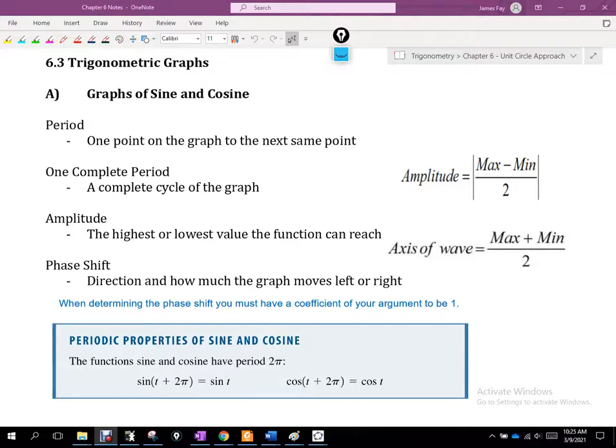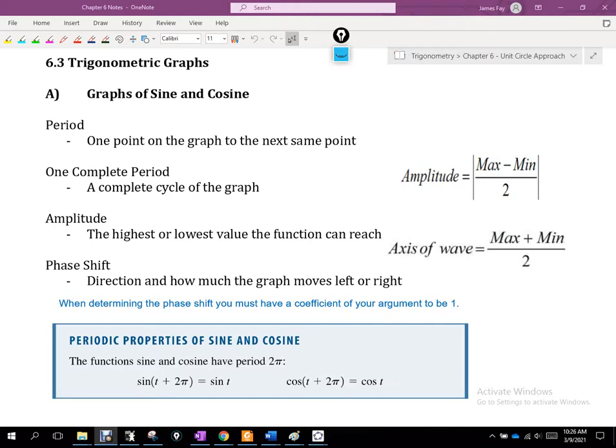An introduction to graphing the sine and cosine functions. Okay, and what's going to happen is this is going to be, as you remember in chapter 3 or 4 in college algebra, we did transformations of graphs, right? We're going to revisit that, but we're going to do it with this particular type of graph.